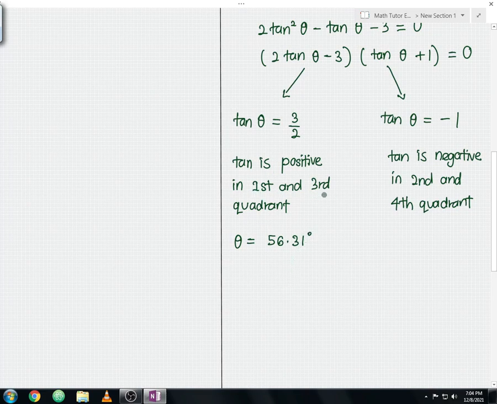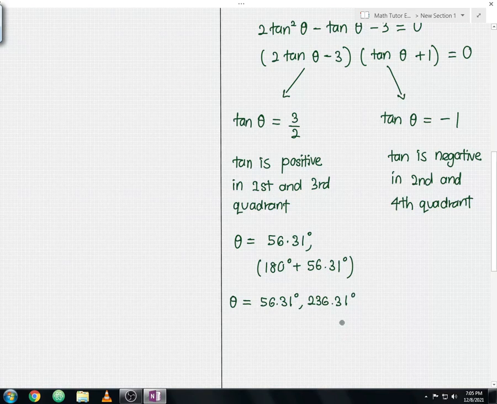Okay, remember you need to include the third quadrant solution as well. Okay, so for the third quadrant you need to add your theta angle with 180 degree. Okay, in this case will be 180 degree plus with 56.31 degree. Okay, so you calculate your theta. So from here you get your theta is equals to 56.31 degree and 236.31 degree. Okay, so this is for the left hand side.